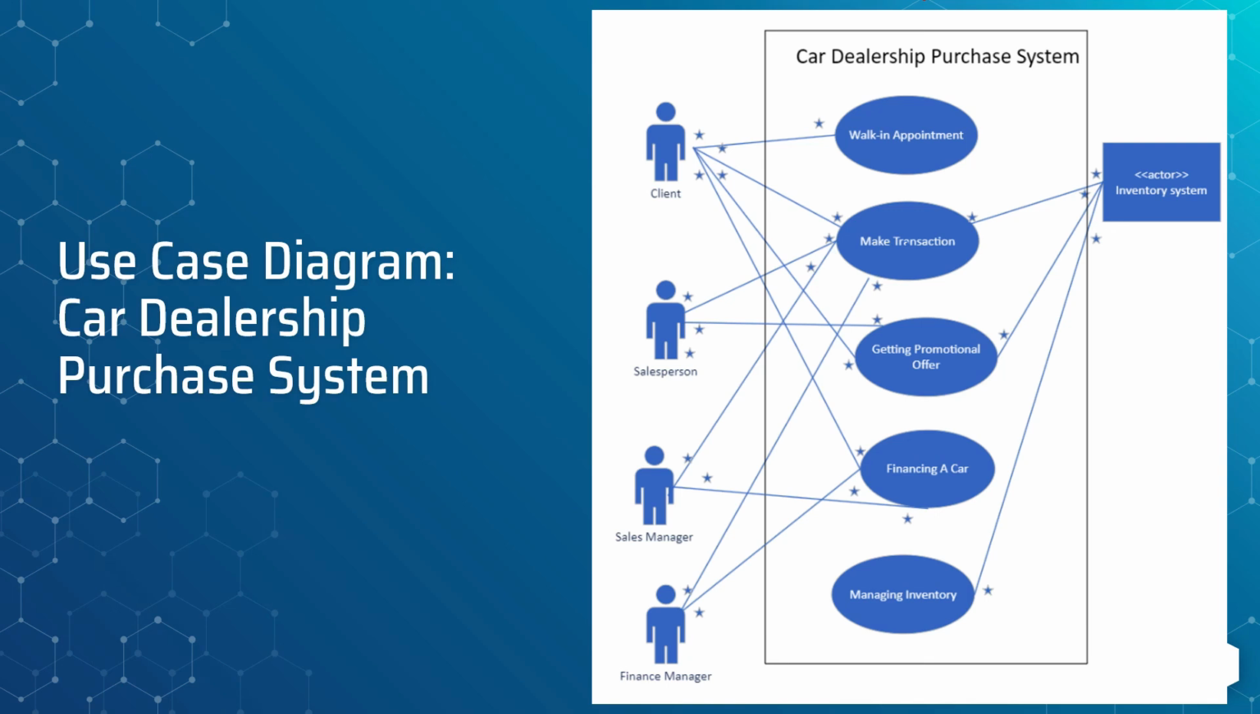We have 5 use cases represented by ovals, and they represent goals of the primary actors. The line shows the association relationship between the actors and the use cases. For example, for the walk-in appointment use case, we have client as a primary actor. You can see the details for the rest of the primary actors and their relationships throughout the diagram by observing the lines between them and the use cases.